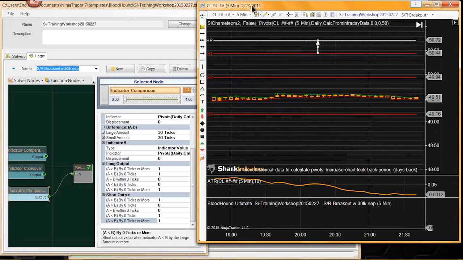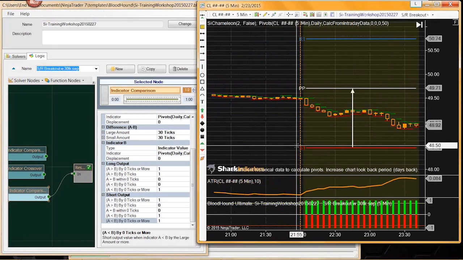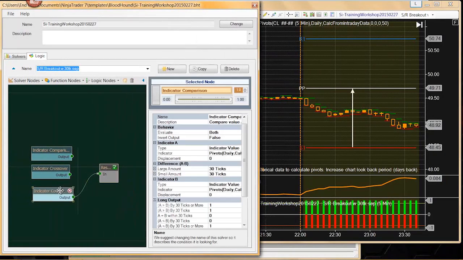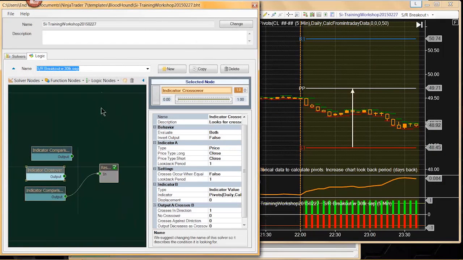And right, now the final step to get this all to work correctly is we need to use an AND node.